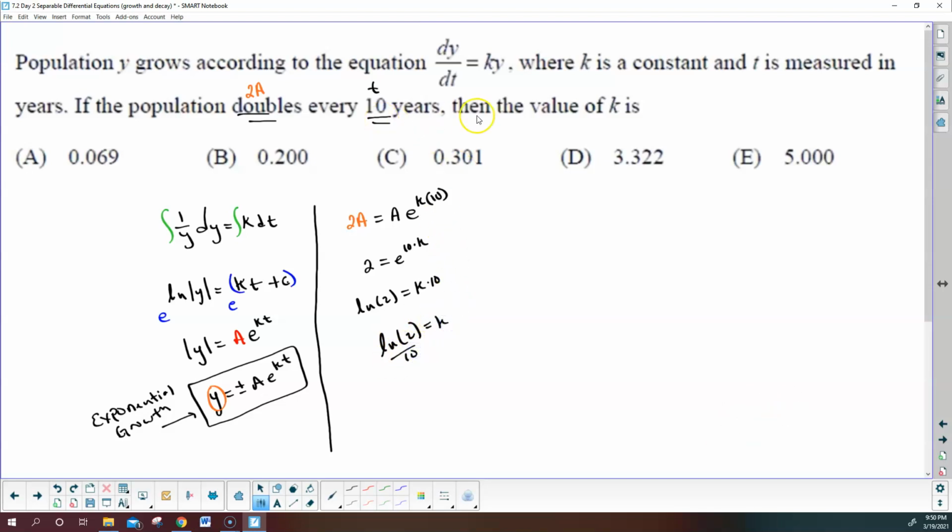And notice they asked to find the k value. So all I have to do is take the natural log of 2, divide that by 10, and I get 0.693 equals k, and that is A.